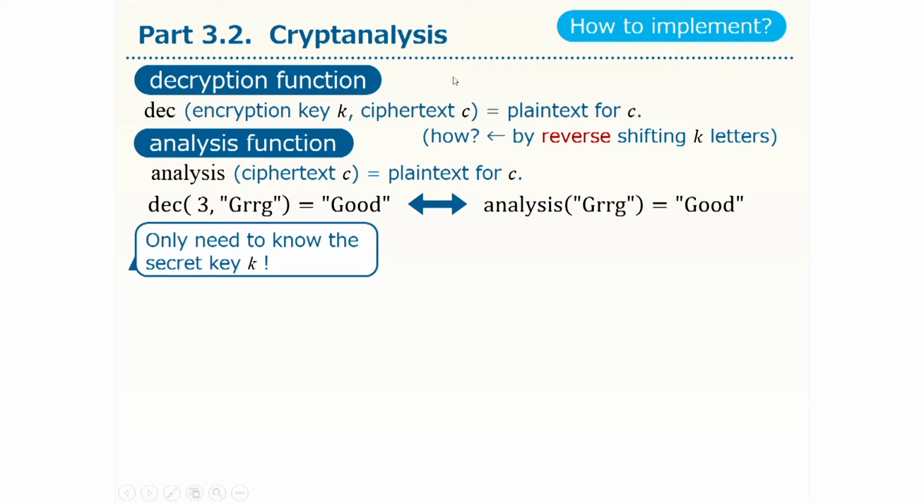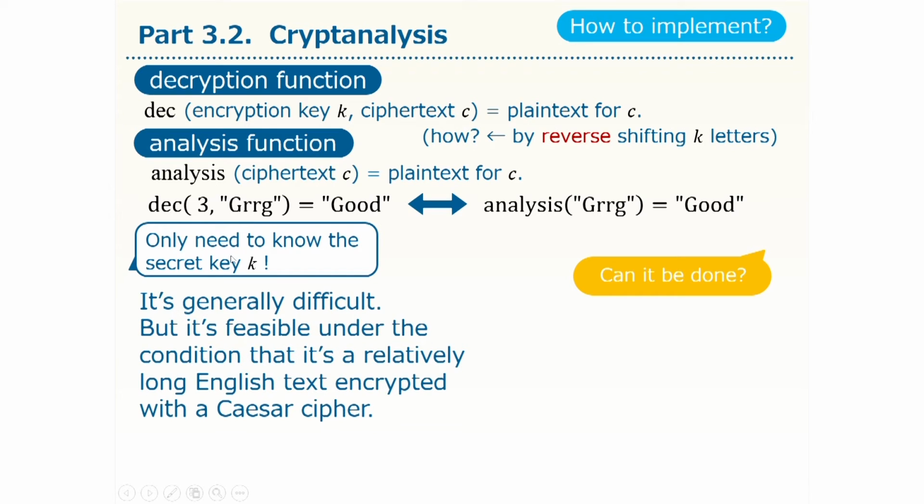Now let's try cryptanalysis. As we learned, the difference between the decryption function and the function for cryptanalysis is whether we are given the secret key k or not. For example, here we want to decode the ciphertext without knowing these three. Yes, you may ask whether it is possible.